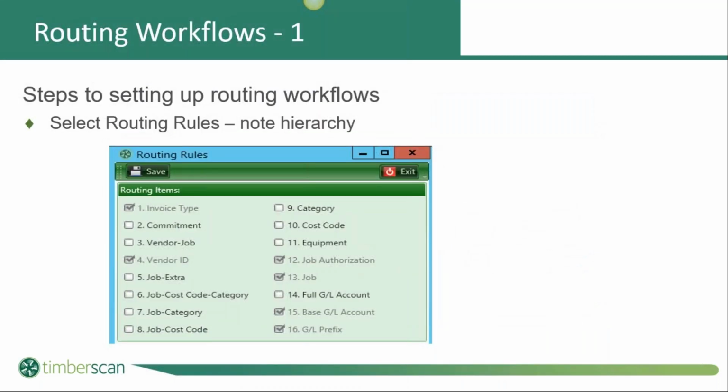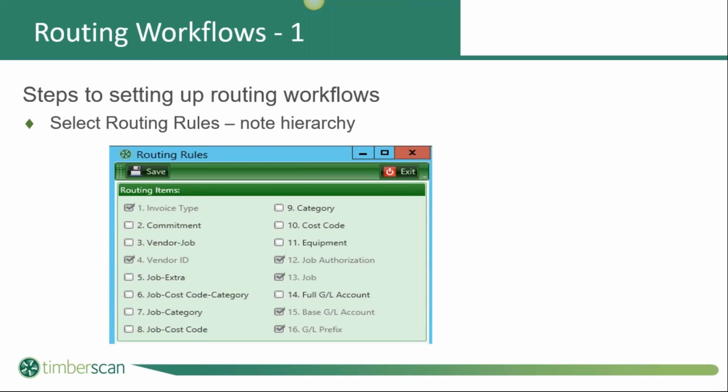In TimberScan, we've established 16 very flexible routing rules from which to choose. You can automatically route invoices for approval by vendor, job or job authorization, commitment, look at your general ledger prefix, your base account or full account. You can set up automatic routing by any combination of job, vendor, job and category, job and cost code, for example. And for additional flexibility, you can define your own invoice types and use those to automate your approval process.